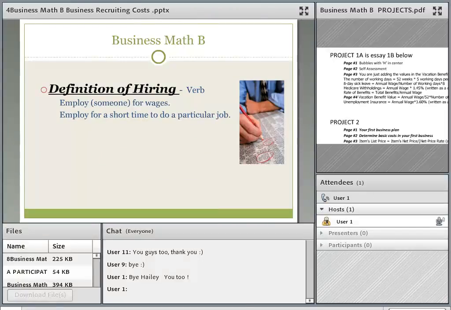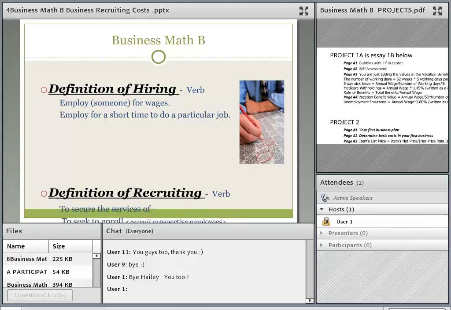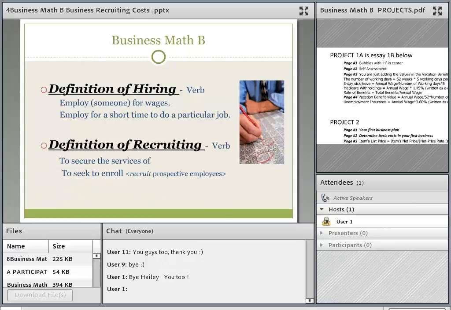First of all, the definition of hiring. It is a verb, and it means to employ someone for wages. Another way that you hire people is for contract work, which is employment for a short period of time to do a particular job. Recruiting is also a verb, and you're going to seek the services of someone, or seek to enroll an employee.